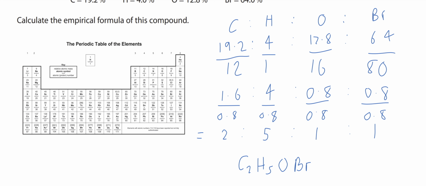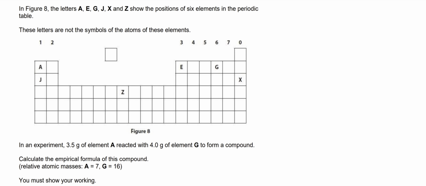There's another way that they can ask a very similar question. Because they can either ask you to calculate empirical formula given percentages, but they can also ask you given masses. So let's look at this example. In figure 8, the letters A, E, G, J, X, and Z show the positions of 6 elements in the periodic table. These letters are not the symbols of the atoms of these elements. In an experiment, 3.5 grams of element A reacted with 4 grams of element G to form a compound. Calculate the empirical formula of this compound.